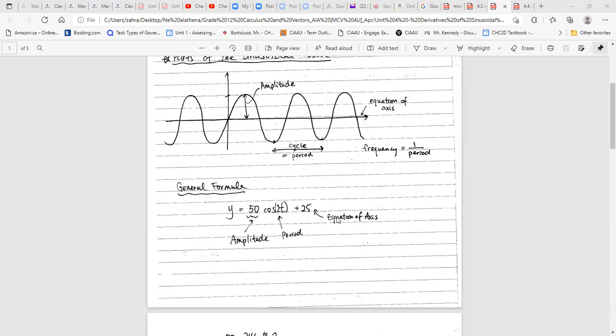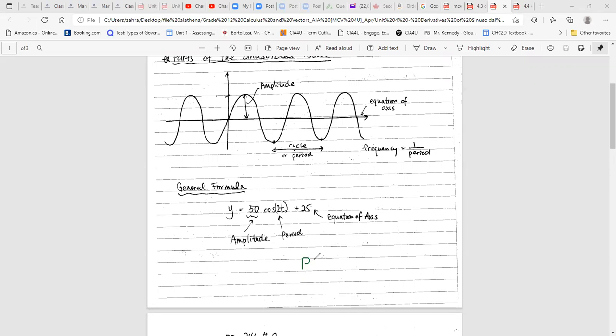Now, if you have this equation, let's see what they are. It's 50 cosine 2t plus 25. The 50 here, the coefficient of the cosine or sine, is your amplitude. The 25 is a constant, and it would be the equation of the axis. Somehow this 2 here is related to the period.